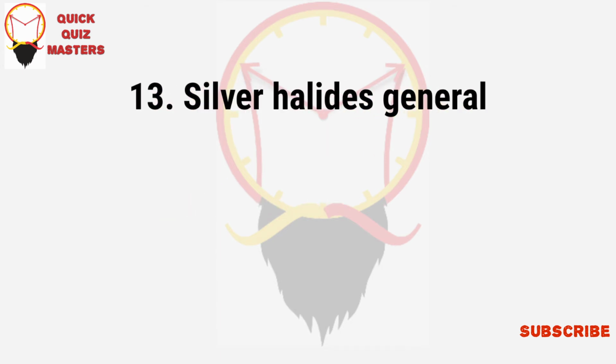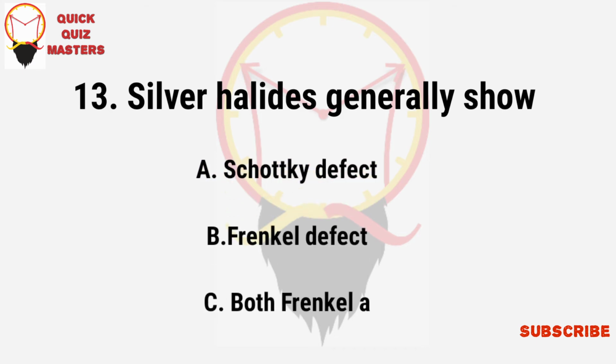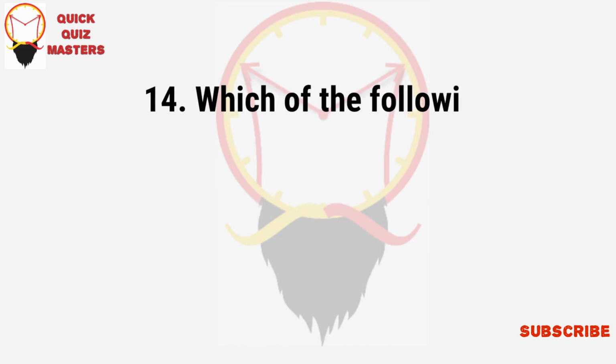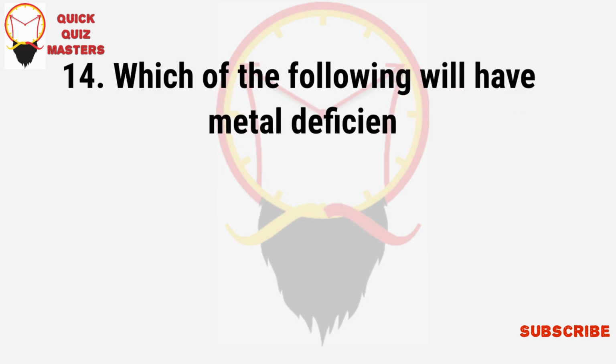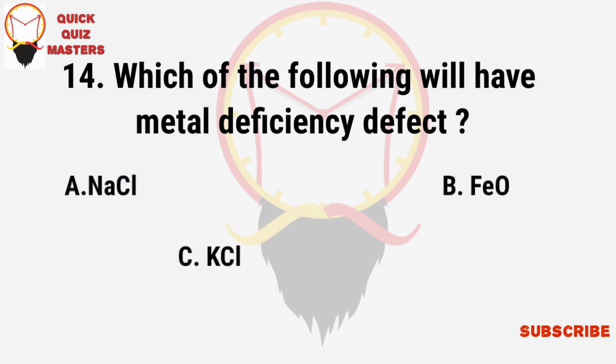Silver halides generally show Schottky defect, Frenkel defect, both Frenkel and Schottky defects, cation excess defect. Which of the following will have metal deficiency defect? Sodium chloride, iron oxide, potassium chloride, zinc oxide.